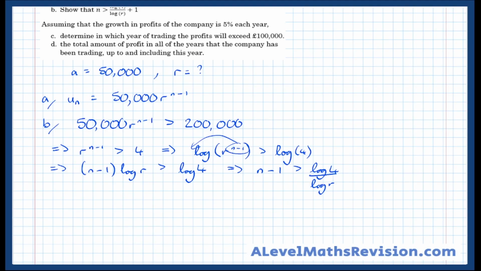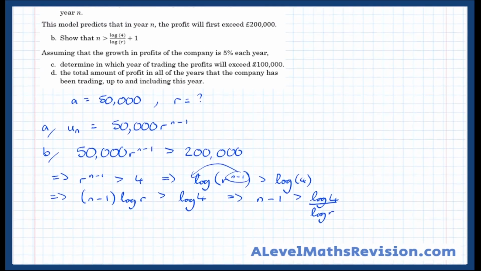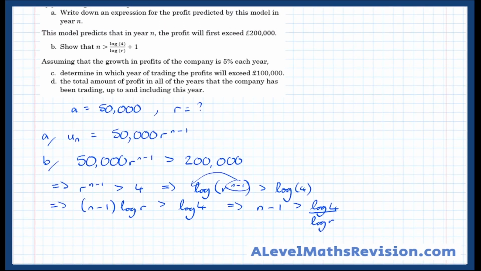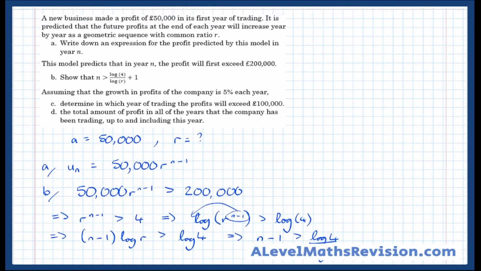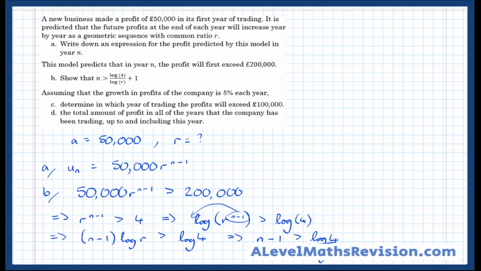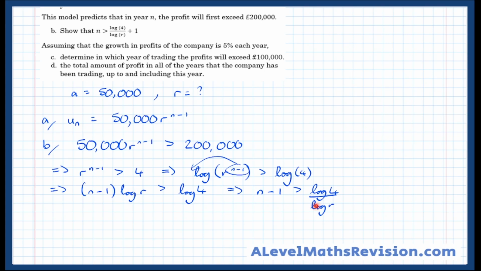an inequality. In an inequality, if we divide by a negative, then we must flip the inequality sign. So is log of r negative or not? Well, log of r isn't negative because the profit is increasing each year. If the profit's increasing each year, that means the ratio must be bigger than 1. Therefore, log of r can't be negative, so we're not going to flip the inequality here.